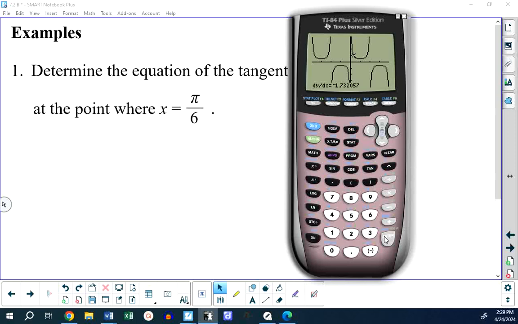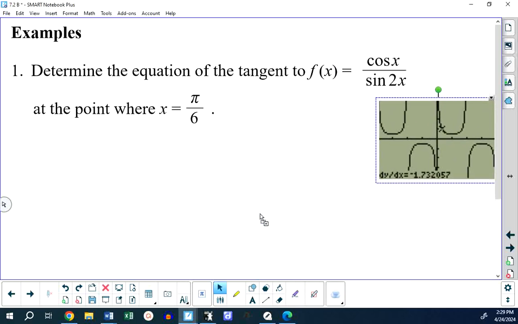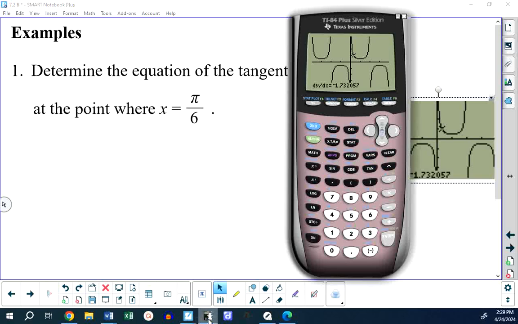If you want to know the actual equation, I'm just going to park this here so we can use it later, just to confirm things. If you want to know the actual equation, then instead of going to your calculate menu, you go to your draw menu.